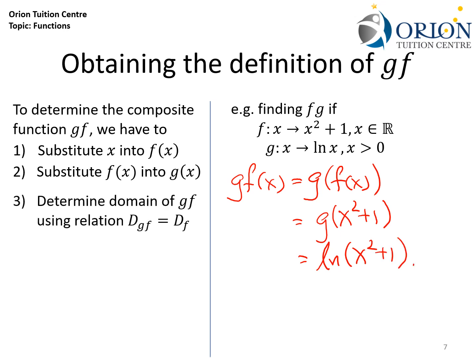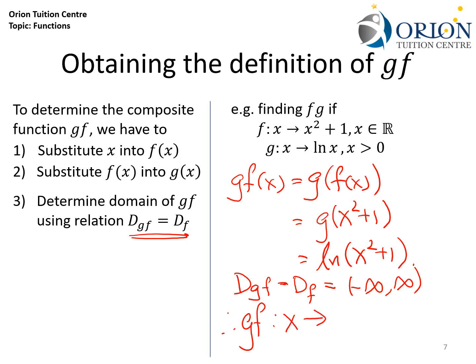Next, we have to define the domain of gf as well. The domain of gf is the same as the domain of f, as given in this relationship over here. This is because no matter how many factories there are in the line, the end product is always dependent on what is the input of the very first factory. And therefore, I know that the domain of the composite function gf will be equal to the domain of f, which is therefore equal to everything from minus infinity to infinity, and therefore I can write down gf in similar form to be ln of x squared plus 1 for all real values of x.